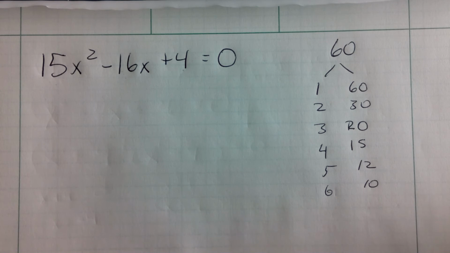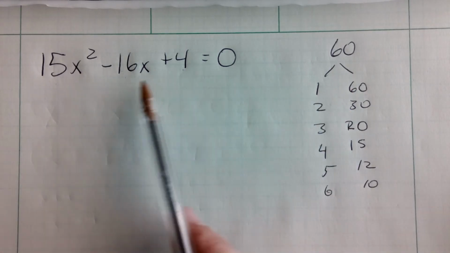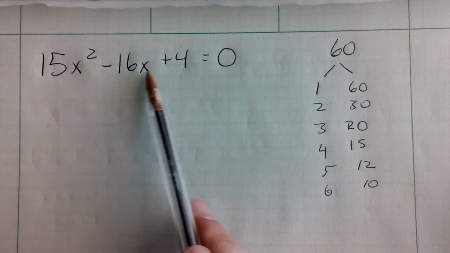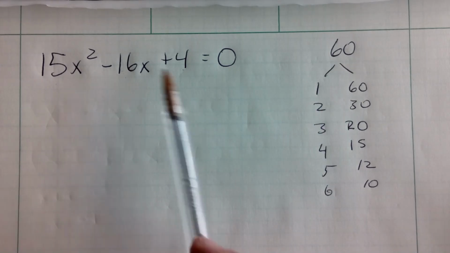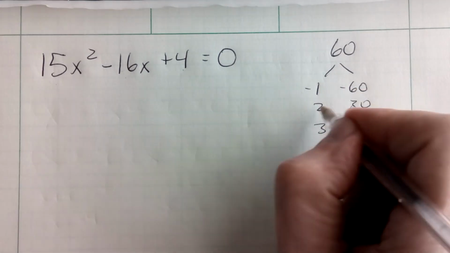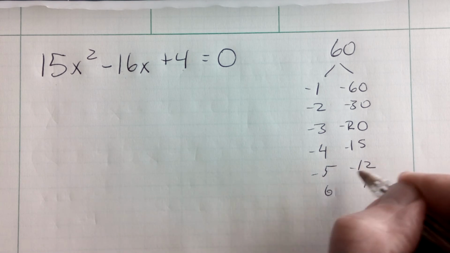So there we go. Now, notice that the product needs to be positive. Positive 15 times positive 4 is a positive 60. But the sum needs to be negative. That means they're all negative. Every factor is negative, because a negative times a negative is positive, and a negative plus a negative will give me my negative sum.